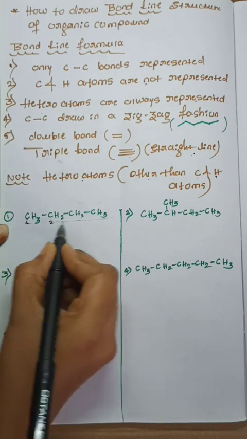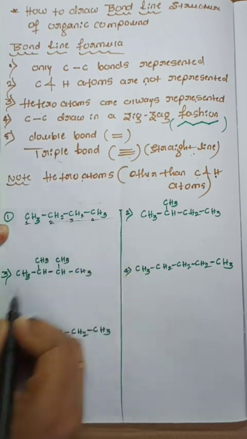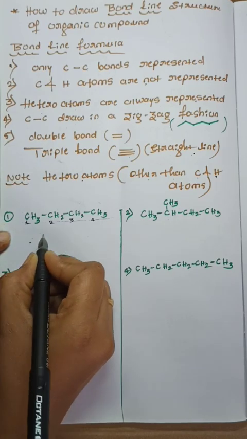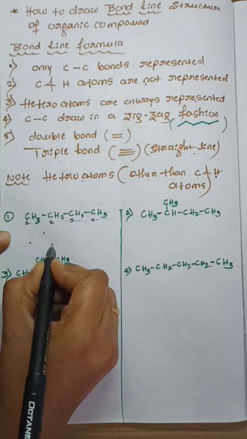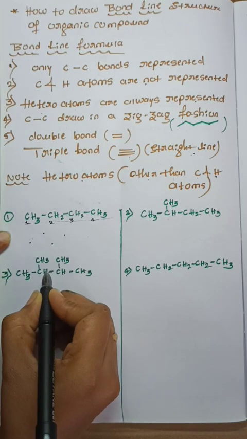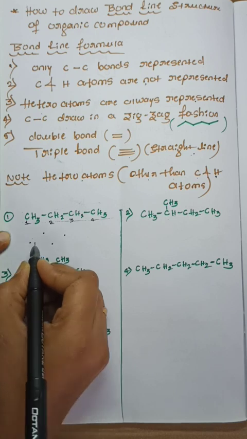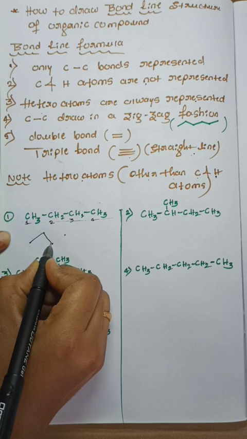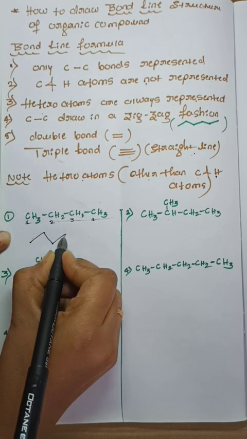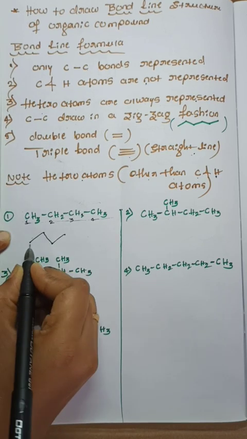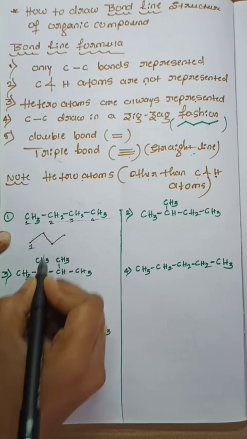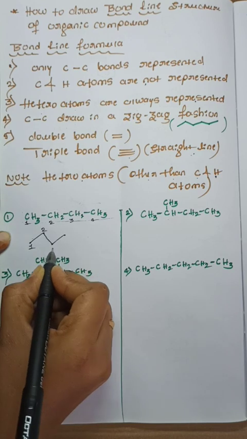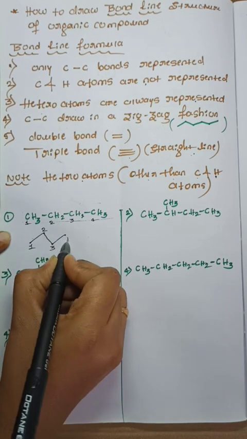This is the first carbon, second carbon, third carbon, fourth carbon. So we have to draw 4 points in a zigzag manner. Now all the points represent the carbon atoms. Between these we make a bond, and between these a bond, and between these a bond. This point we call carbon number 1, this point carbon 2, this one carbon 3, and this one carbon 4.